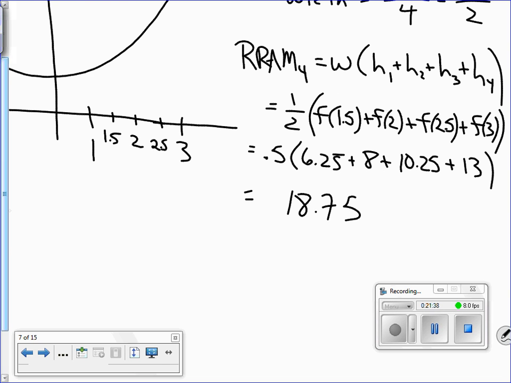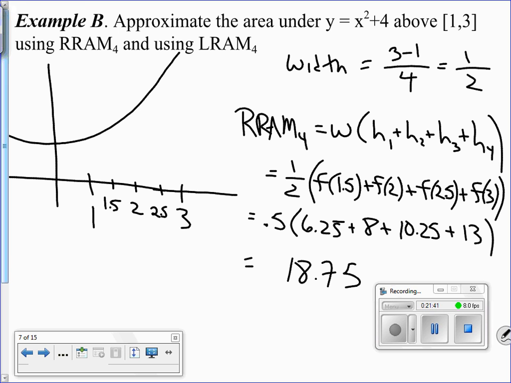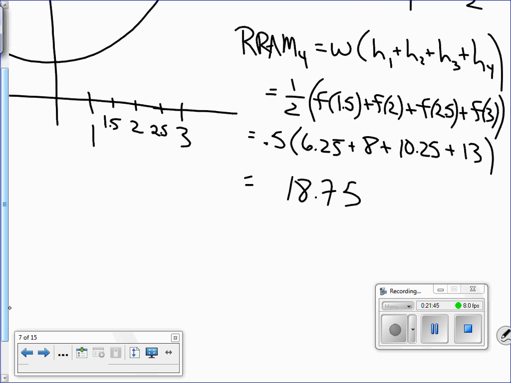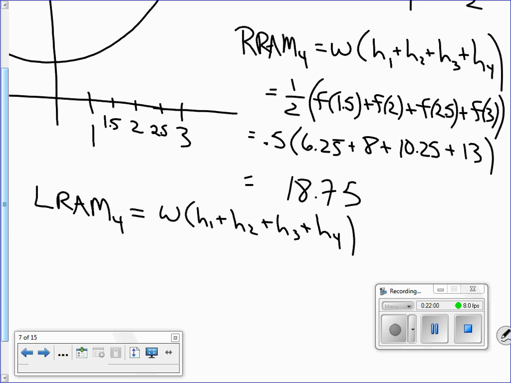Now let's use a left-hand Riemann sum. See the LRAM? That L is just telling you to use a left-hand. It's going to be very, very similar. So we still have 4 rectangles, so we still need the 4 heights. Width doesn't change, right? Width is still that 0.5. But if we're using a left-hand Riemann sum, that first rectangle, the height is the y of which coordinate? For the first rectangle, it's f of 1. It's not f of 1.5 like it was when we did the right-hand side. So it's f of 1. It's the height of the first rectangle.